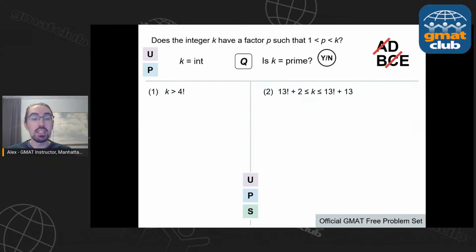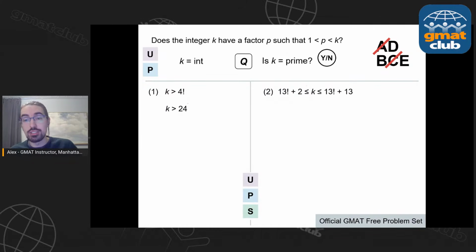We cross off A and C, again, because we know that statement 1 just says k is greater than 24. Statement 2 says that k is greater than or equal to this enormous number, whatever it is, 13 factorial. It's huge. So if statement 2 is true, then we know that statement 1 is also true. And that's why A can't be the answer here. Because if A were the answer and it was sufficient to know that k was greater than 24, then 2 would also be sufficient. Because with 2, we also know that k is greater than 24. So that's why we can cross out A.